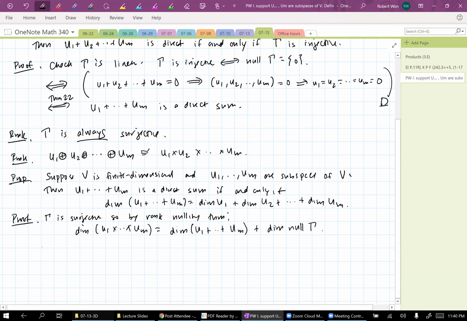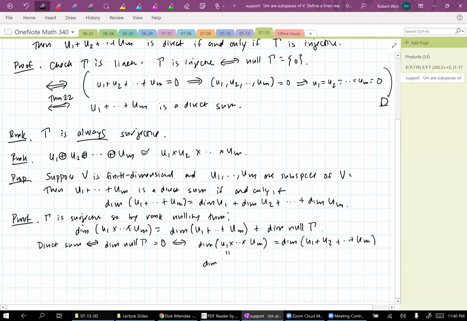And so the sum is direct if and only if the dimension of the null space is trivial, because that's what we just proved, which happens if and only if the dimension of the product equals the dimension of the sum. But we just proved earlier that this was the sum of the dimensions. So altogether, you get that the sum is a direct sum if and only if the dimension of the sum is equal to the sum of the dimensions.